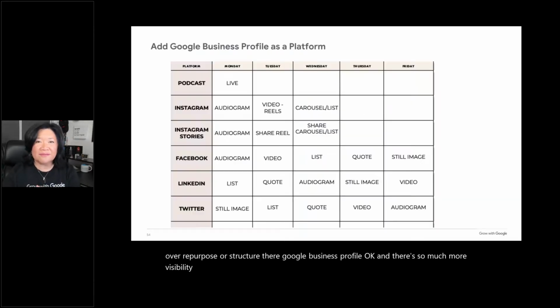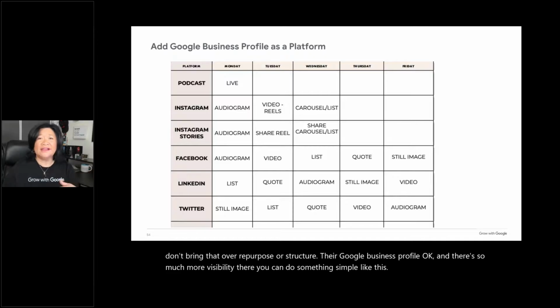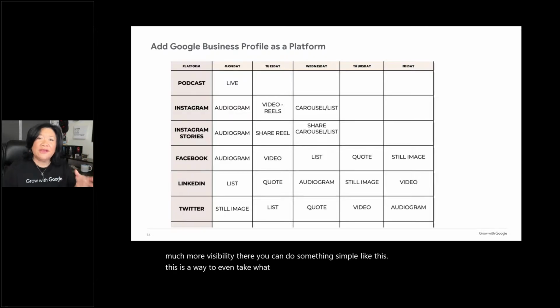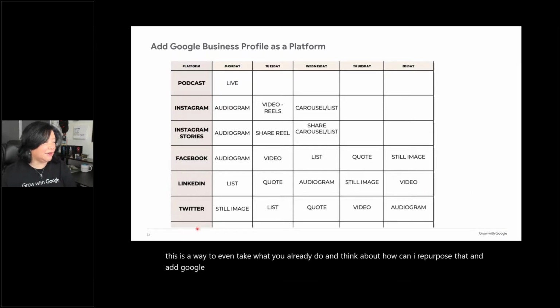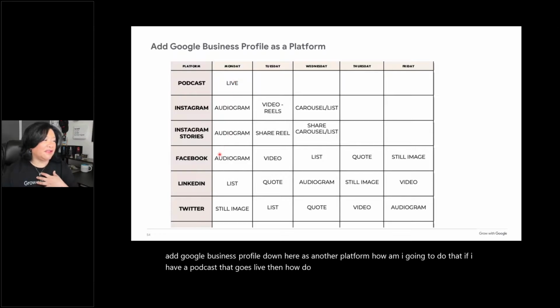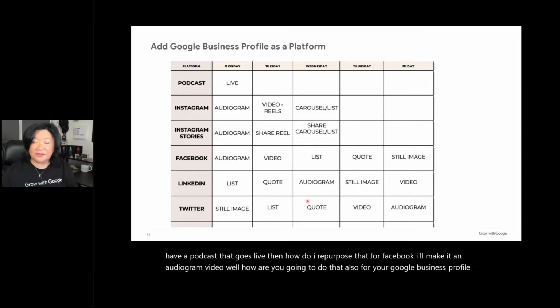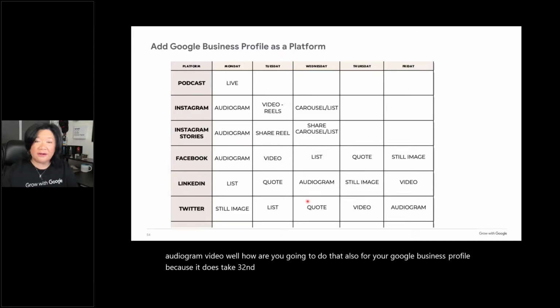You can do something simple like this. This is a way to even take what you already do and think about how can I repurpose that and add Google business profile down here as another platform. How am I going to do that? If I have a podcast that goes live, then how do I repurpose that for Facebook? I'll make it an audiogram, a video. Well, how are you going to do that also for your Google business profile? Because it does take 30-second videos. You can do photos there. You can add text. You can add a service or a product and highlight that even within an update.